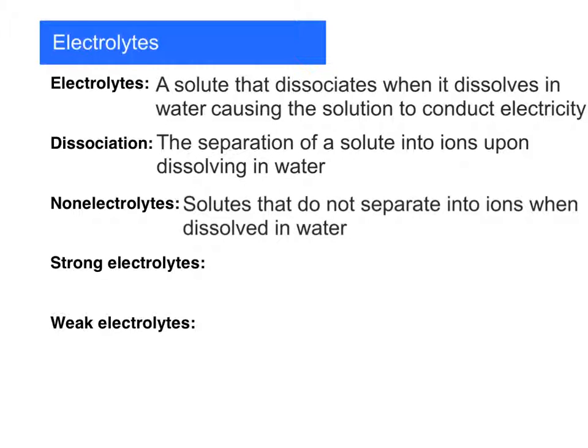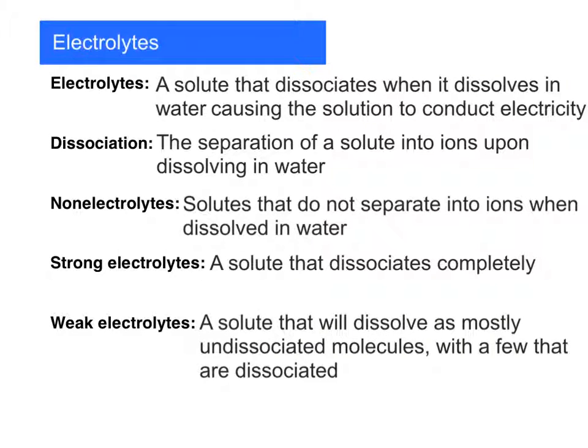Strong electrolytes are ones that dissociate completely when they are put into water. So sodium chloride is one example of that we looked at in that simulation. All of the sodium ions separate from the chloride ions. None of them stay together. A weak electrolyte is one that will dissolve and dissociate partly, but some of it will remain undissociated. And so we're going to talk about a couple examples of those.